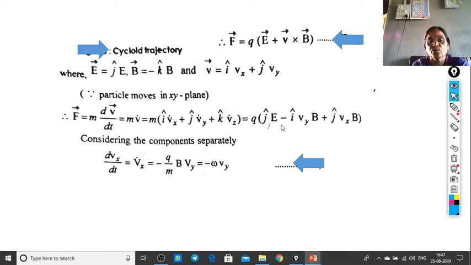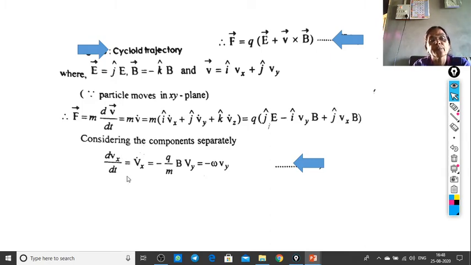Q is equal to j cap E minus I cap Vy B plus j cap Vx B. Since this equation from here to here is one RHS, that RHS is equated to this RHS. Now, if we observe these two equalities, we are again going to consider their components separately.